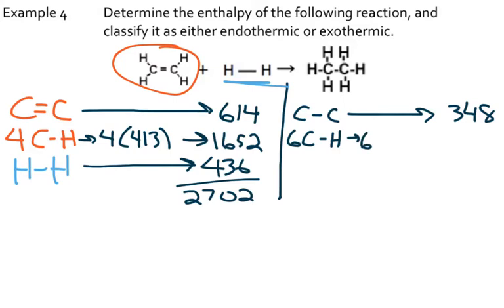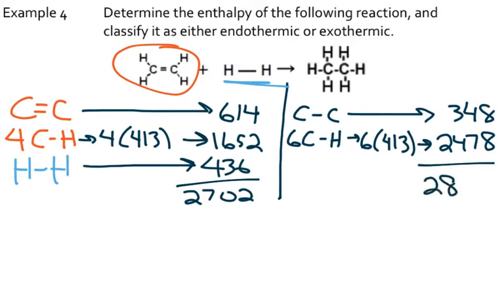A CH, there's 6 of them, and again a CH bond is 413. Multiply that by 6, we get 2478. Total that up and we get 2826.